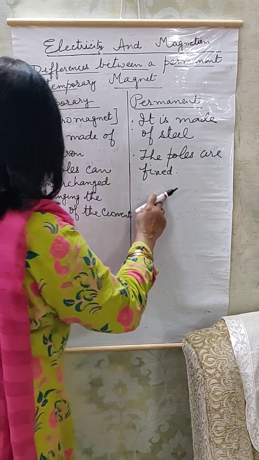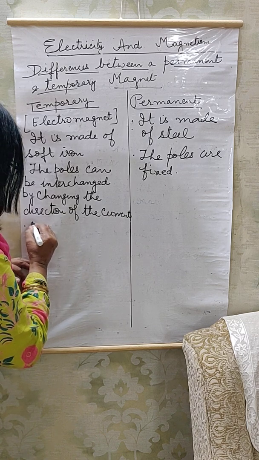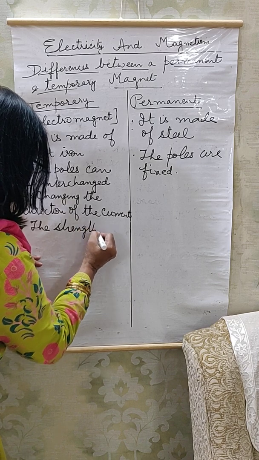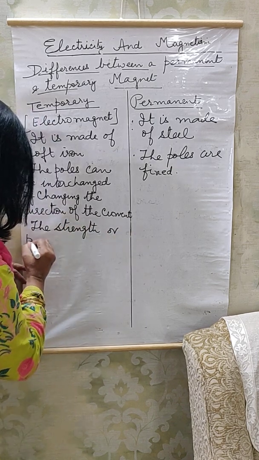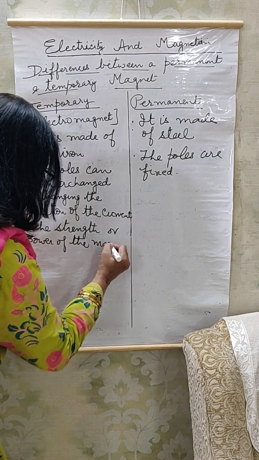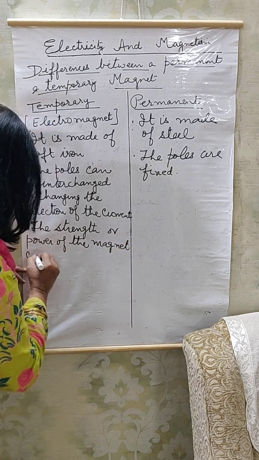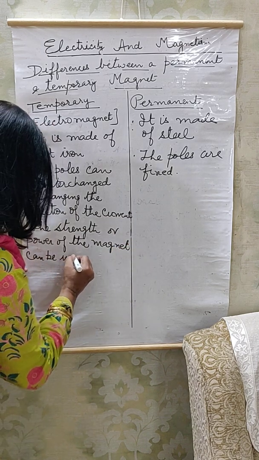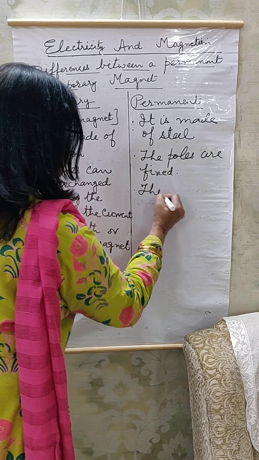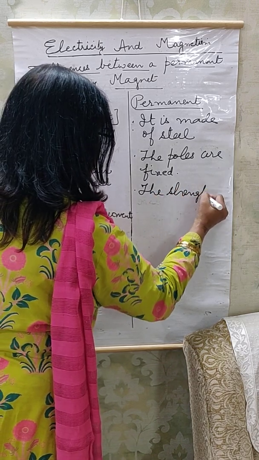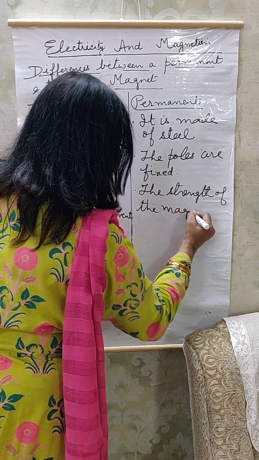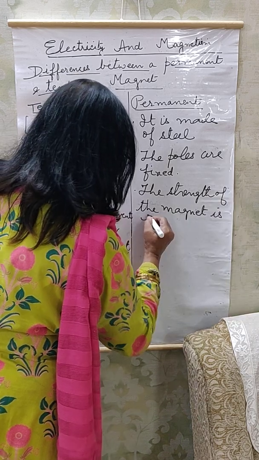are fixed. Then in a temporary magnet here like electromagnet, the strength or power of the magnet can be increased. Here the strength of the magnet is fixed.